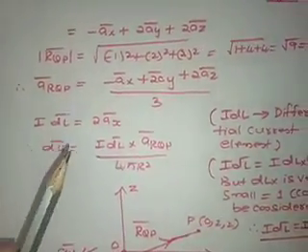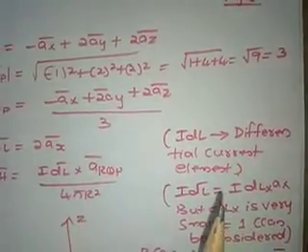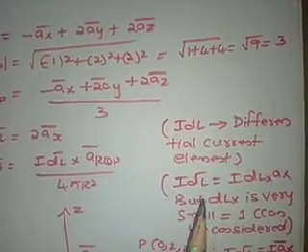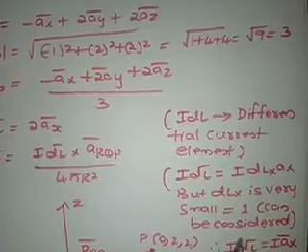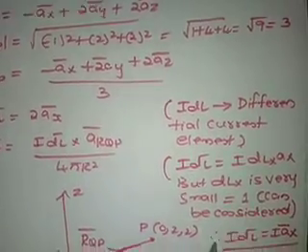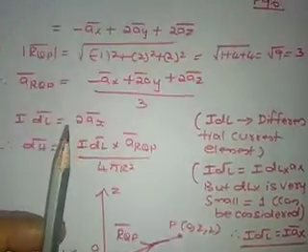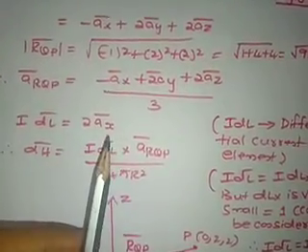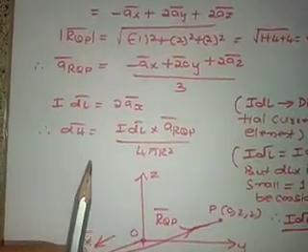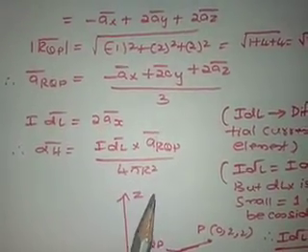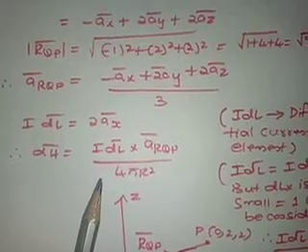So what is I dl bar? I dl bar is the differential current element, it is I dlx into ax, but dlx is very small, so it can be treated as 1. So we get I dl bar equal to I into ax. Therefore I is 2, and ax is ax bar. So dH bar will be I dl bar cross a_RQP bar divided by 4 pi r square. This is the Biot-Savart law.